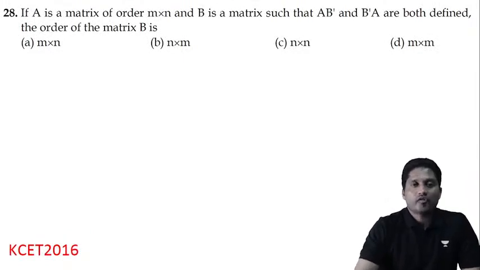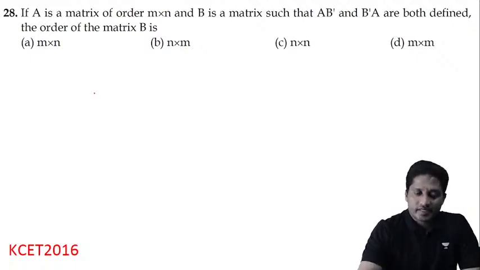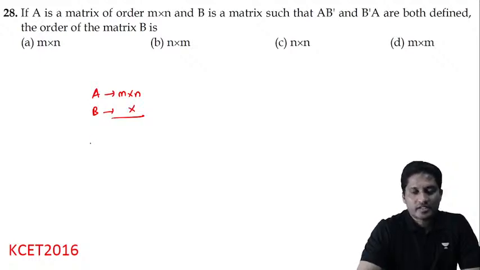A is a matrix of order m by n and B is a matrix such that AB' and B'A are both defined. Then what is the order of matrix B? A is a matrix of order m by n. B, I don't know. Multiplication is possible only when the number of columns of A is the same as the number of rows of B. This is n, this should also be n. Only then AB exists.